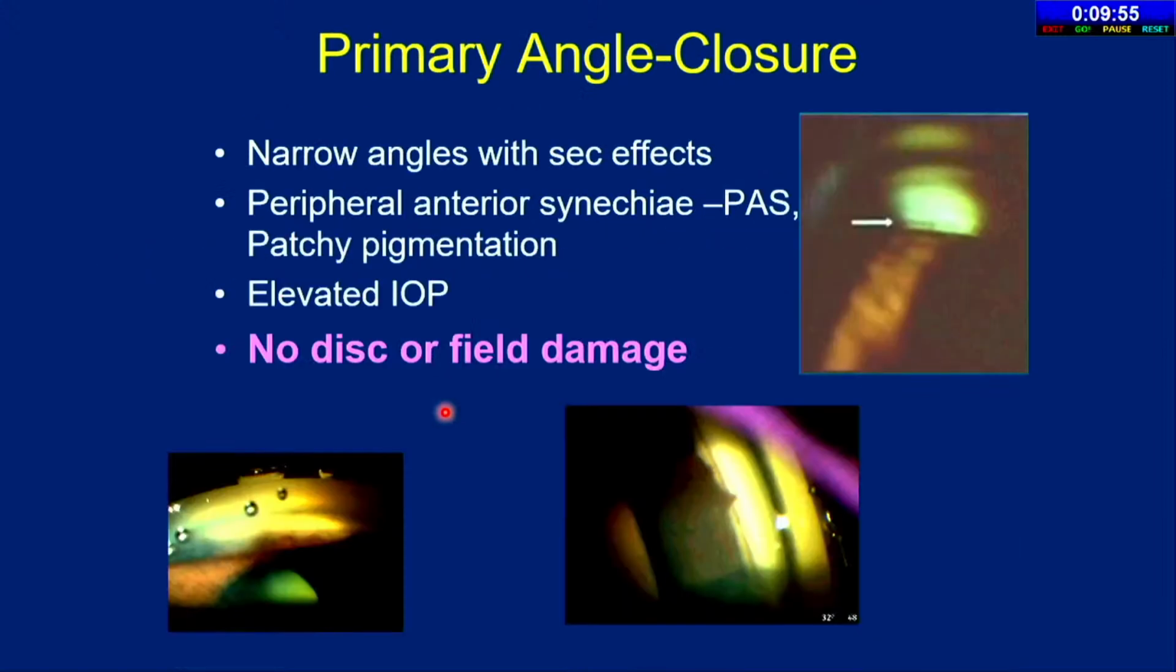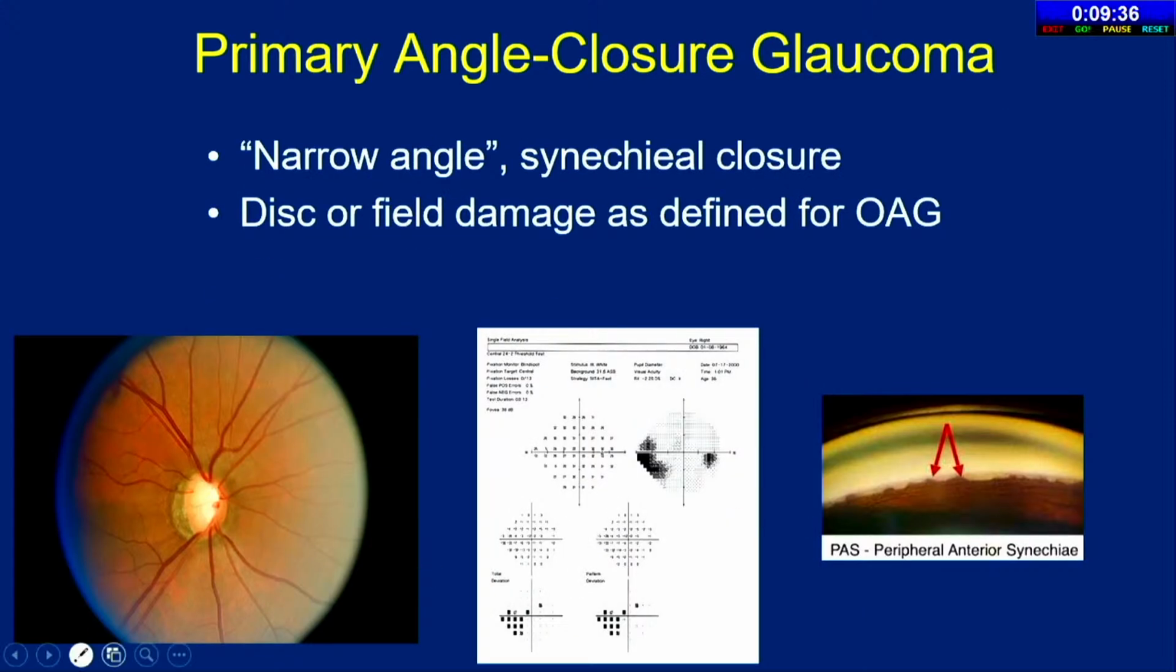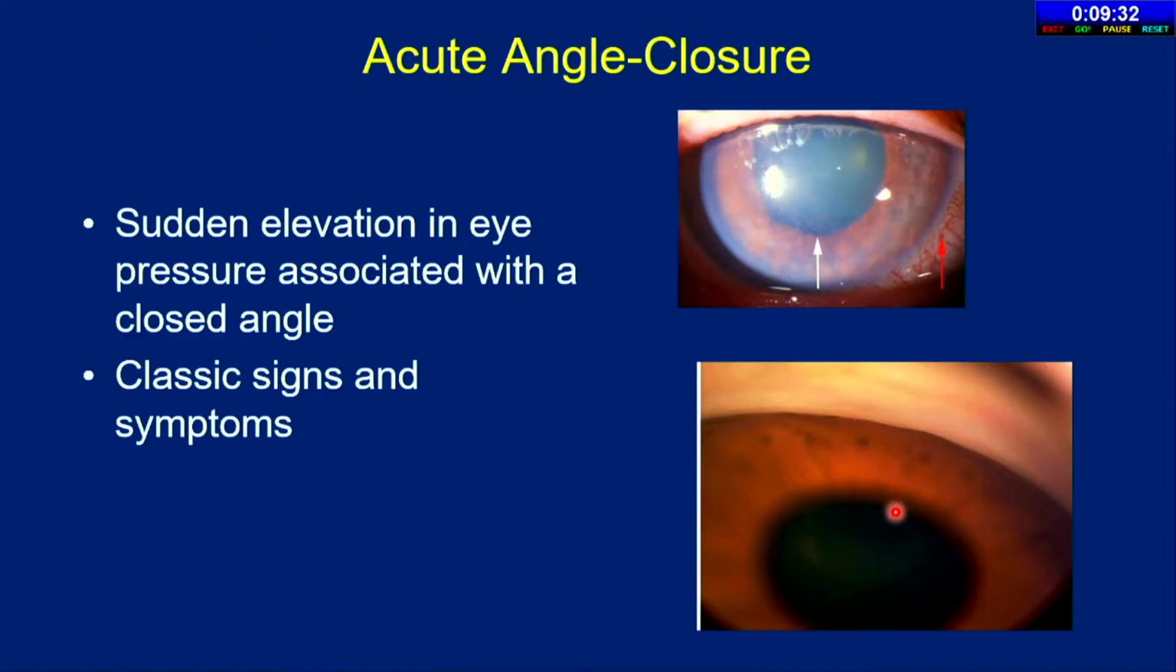In PAC, there is some evidence of past high IOP or angle closure, and therefore you will get some pigments in the angle, or maybe some PAS, and IOP may be high or low, but again, there will be no disc or field damage, because we call it a glaucoma only when there is disc and field damage associated with angle closure or synechia. Acute angle closure, all of you must have seen the patients with acute angle closure.